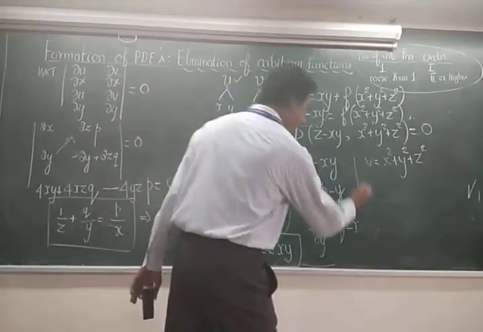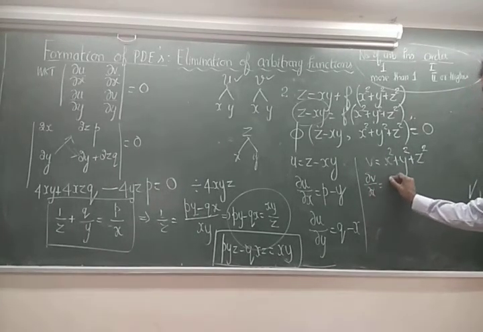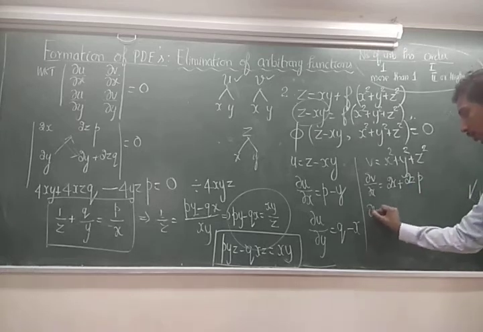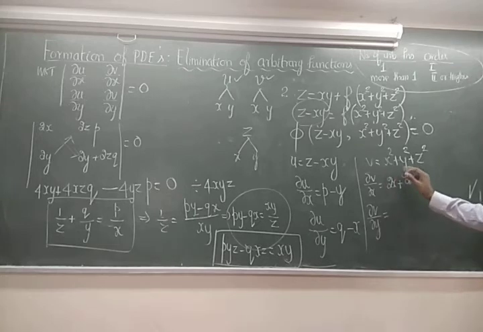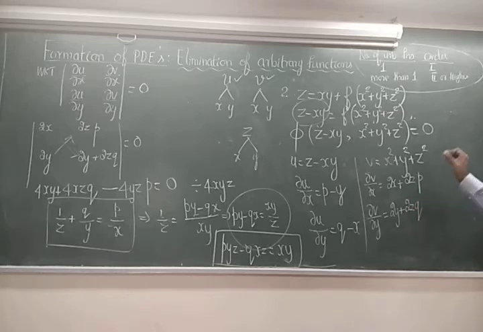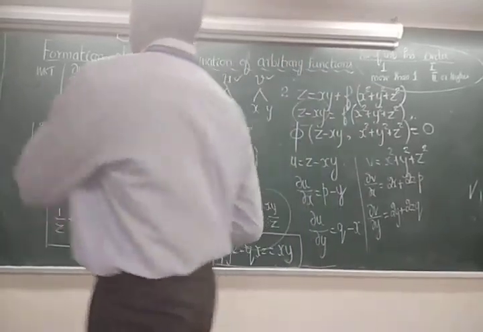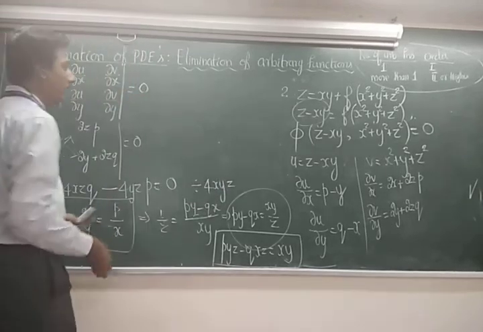Similarly, find the partial derivatives of v. So dou v by dou x is equal to x squared becomes 2x, plus there is no x in y squared so it's 0, and what is the z squared differentiation? 2z into dou z by dou x, or p. What about dou v by dou y? No y in the first term, so 0. y squared becomes 2y and z squared becomes, with respect to y, 2z into dou z by dou y, or 2z into q.